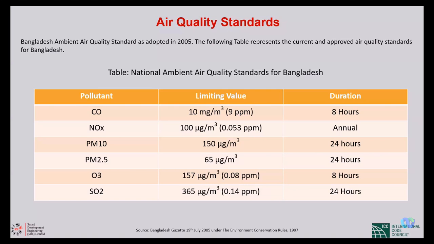So now we are talking about some quality standards. We do not have much time, so I'm going to read out fast. Air quality standards for the pollutant CO: 10 milligram per meter cube for an 8-hour duration. And SO2 is 365, which is 0.14 ppm for 24 hours.